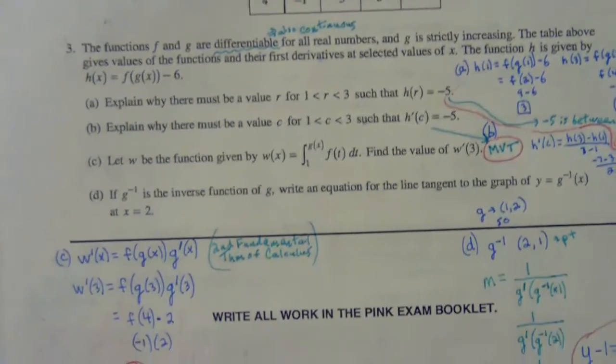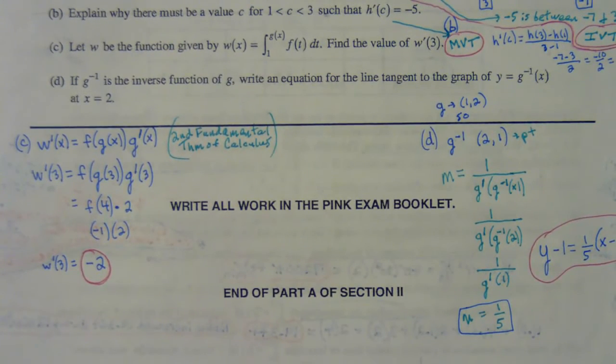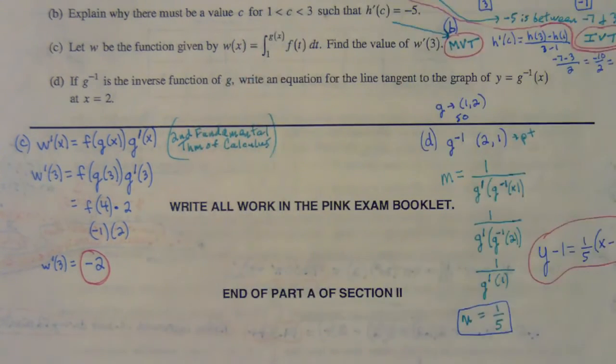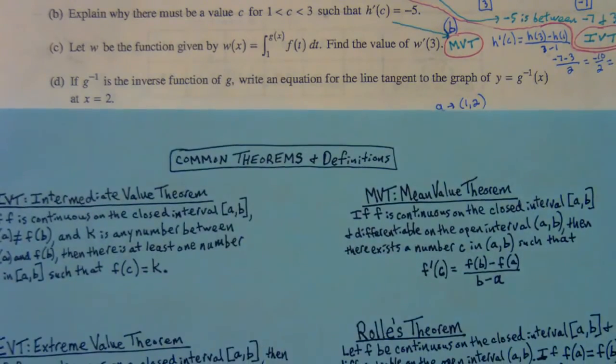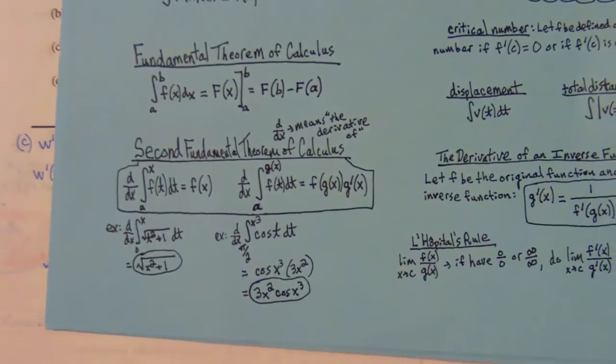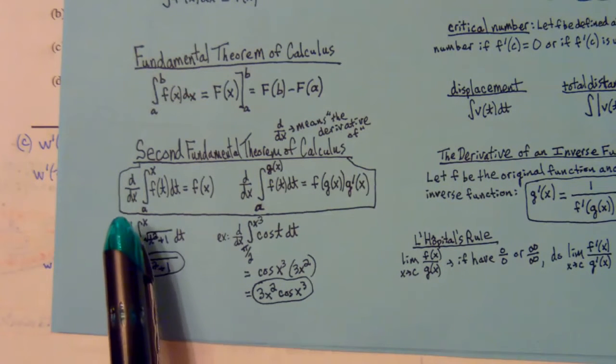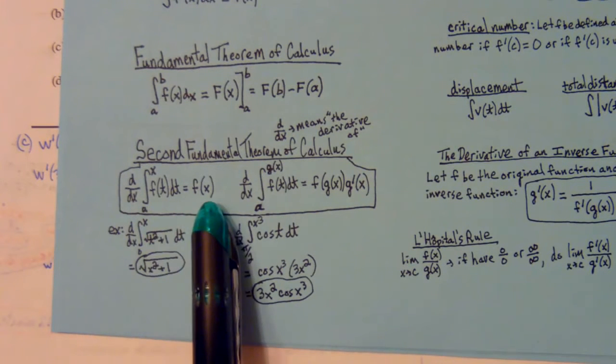Now letters C and D. All right, I like letter C. Letter C is called the second fundamental theorem of calculus. On the second page of your blue packet, it's at the very bottom. We did notes over this, but we didn't test over this, so you're not used to doing that all the time. But it involves when you're doing the derivative of the integral, you're going to get that inside function.